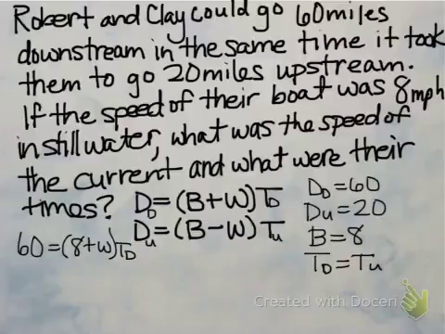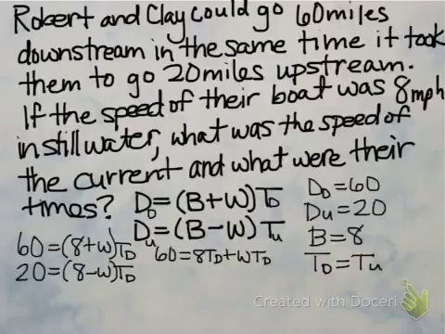So 60 equals 8 plus w times t sub d, and then 20 equals 8 minus w, and since t sub u and t sub d are the same, we'll just plug t sub d in there. Okay, from there, let's distribute that t sub d.